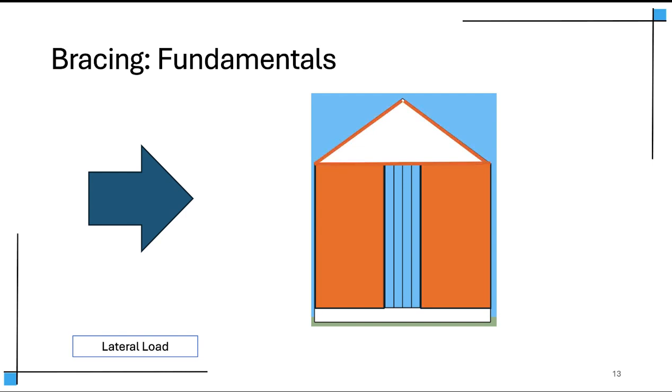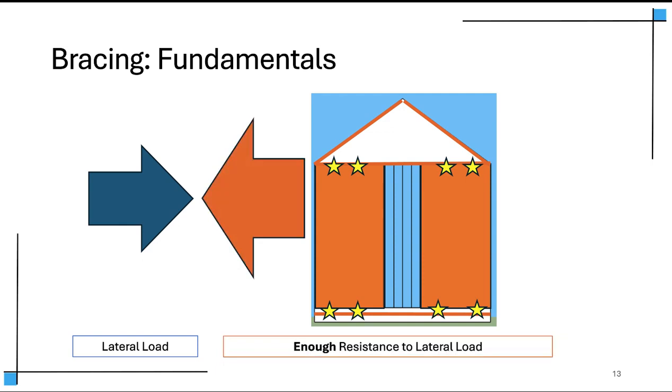All right, so to do this, we make our vertical bracing elements larger. We make our connections between them and our horizontal bracing elements stronger, and then we increase the amount of connections between those two elements, between the vertical bracing elements and the horizontal bracing elements. And so with that, we're able to provide enough resistance to overcome larger lateral loads.